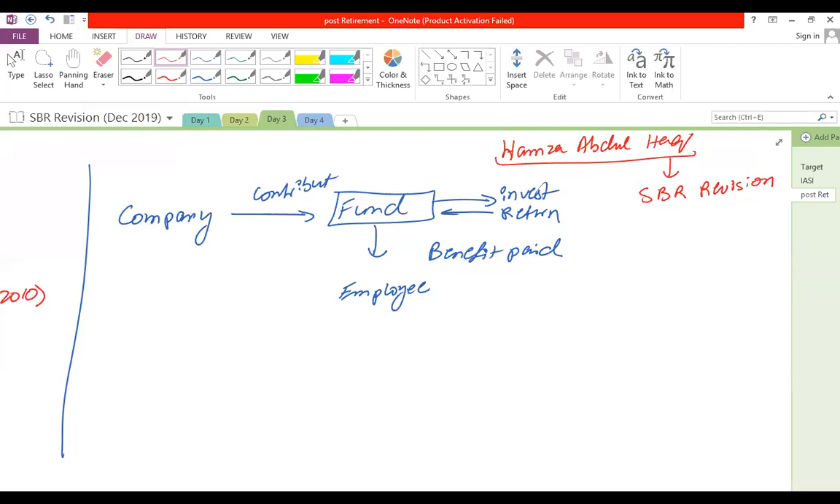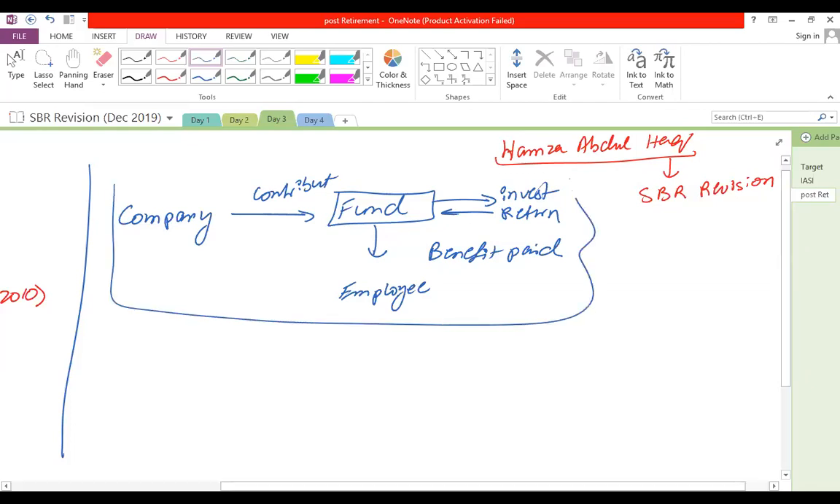Cindy is saying, sir, article on PNL OCI. Okay, Cindy, let's look into that in a while. Let's start first with today's target. So this is an overview that the company contributes into the fund.